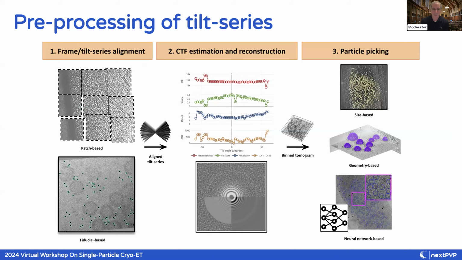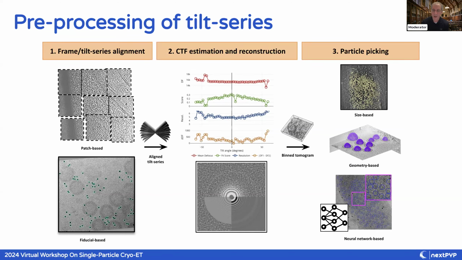So just to give you an overview of what will actually happen after you collect that data, it will go through several steps in a data processing pipeline, which will involve, if you're collecting movies, aligning those frames, and then aligning the tilt series. After that, you need to estimate the CTF, and eventually you'll build a tomogram, and you're going to pick particles from those tomograms. So all of these steps are what we're going to be calling the pre-processing of tilt series. And just to give you a little bit of perspective, for people familiar with single particle cryo-EM, each of these steps is in a way analogous to single particle, but there are more nuances. There are more things that can go wrong.